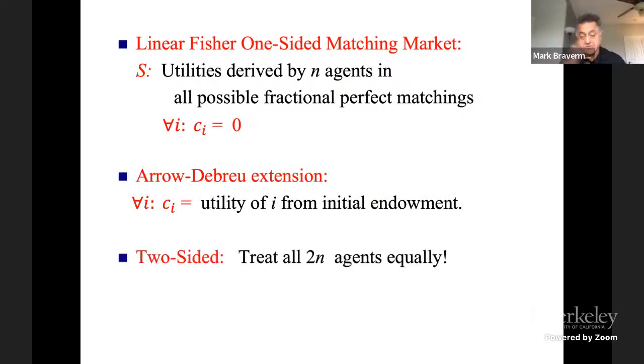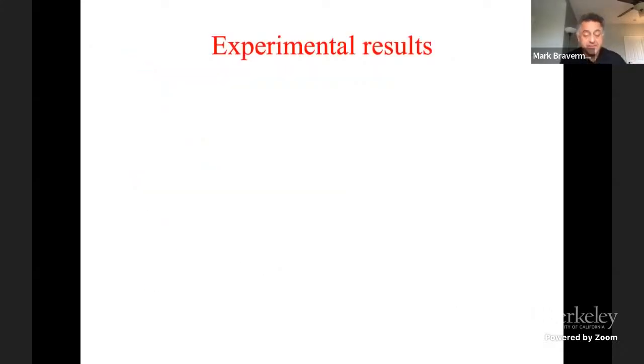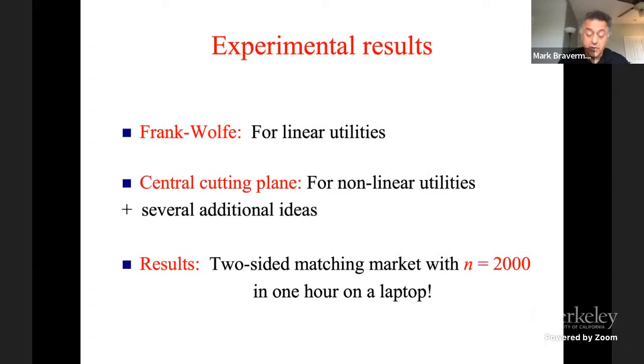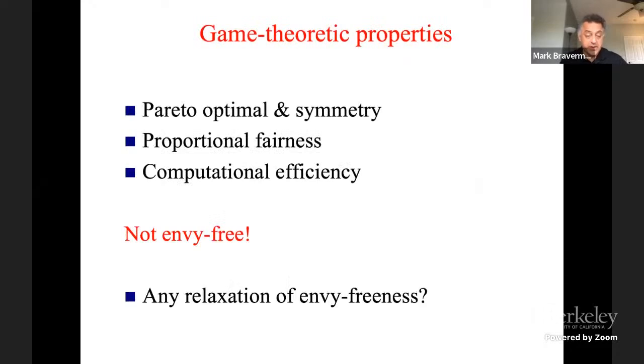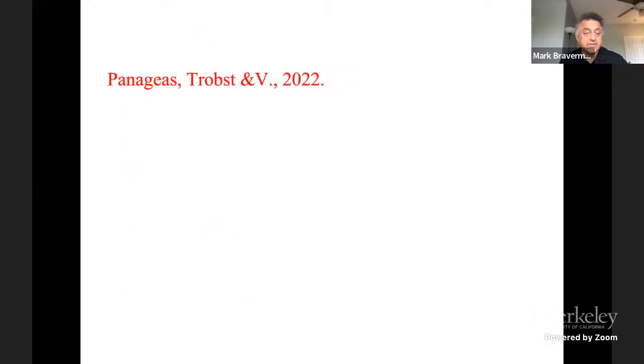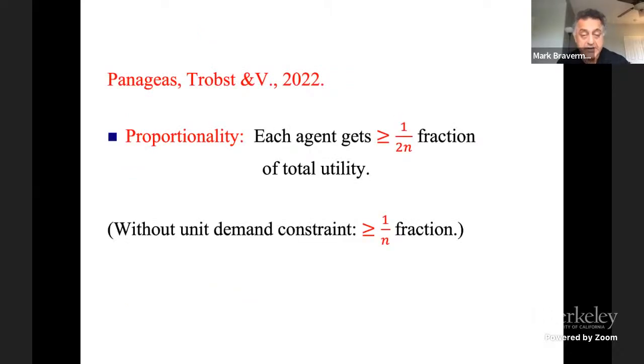Then there's the Arrow-Debreu extension, which is easy by taking the disagreement utilities to be initial endowments, and it easily extends to 2-sided. Everything easily extends. Experimentally, we can solve n equal to 2000 in 1 hour on a laptop. Game theoretic properties come from Nash bargaining, but then envy-freeness is not possible in this setting. And there's a new paper coming up where we show proportionality: everybody will get at least a 1 over 2n fraction of the total utility. And if you don't have unit demand constraints, which you have to have, it will be 1 over n, which was a well-known result from the past.